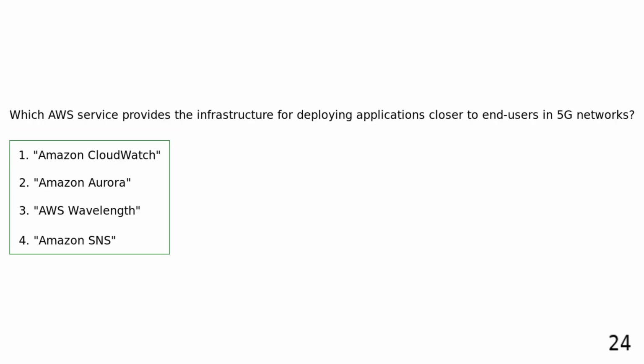Which AWS service provides the infrastructure for deploying applications closer to end users in 5G networks? Amazon CloudWatch. Amazon Aurora. AWS Wavelength. Amazon SNS.